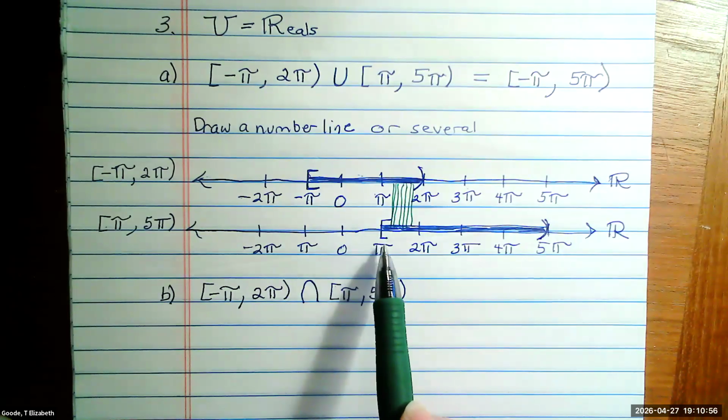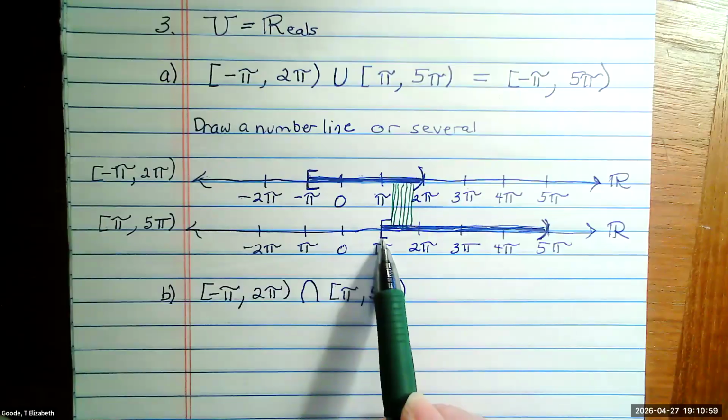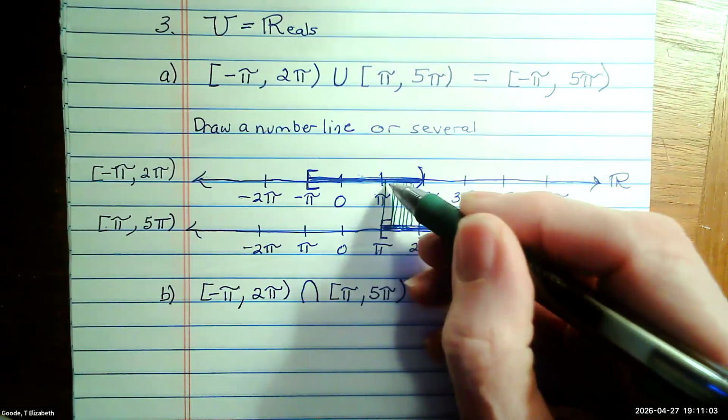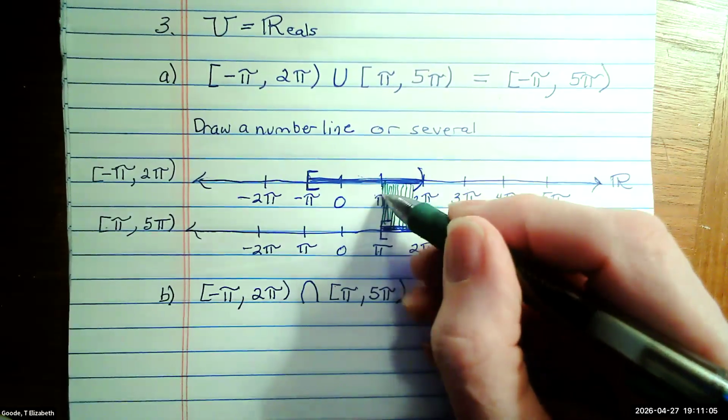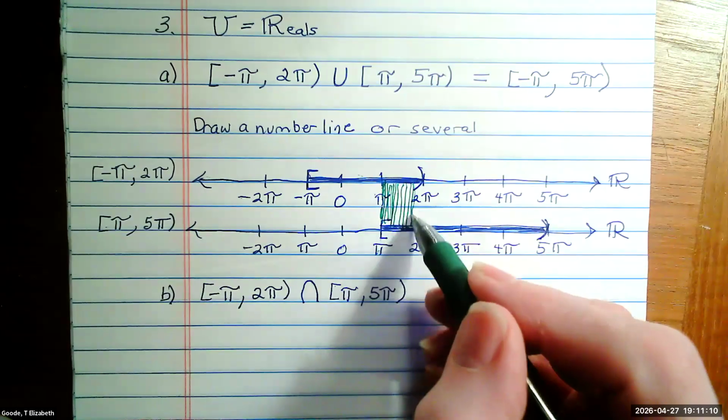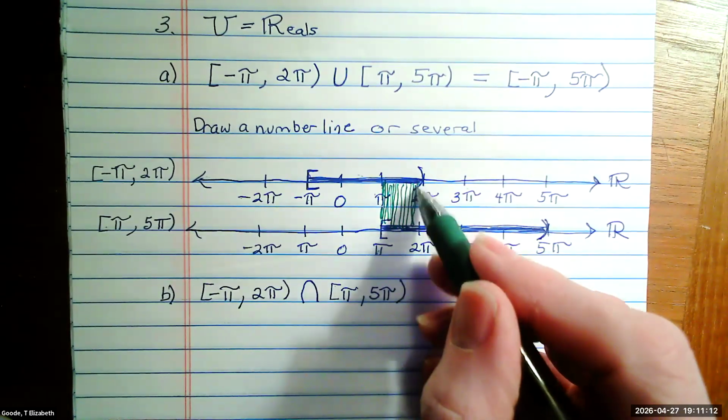Are we going to include the number pi? Yeah. Because pi is certainly in this one, and it's also in this one because we have a square bracket. So we're going to include the pi. How far are we going to go? We're going to stop right at 2 pi.